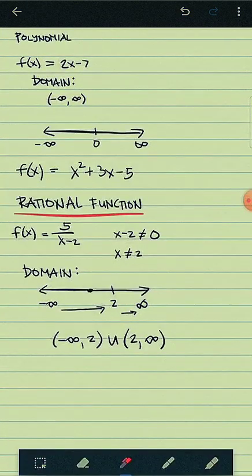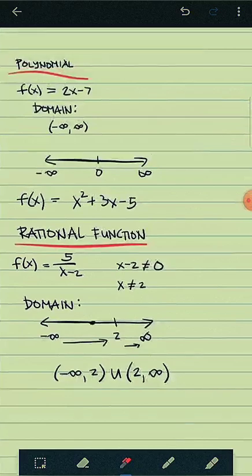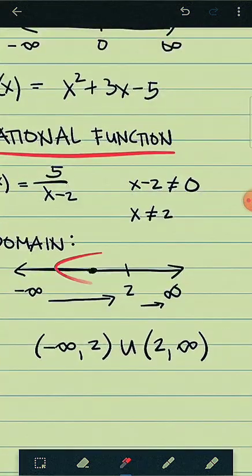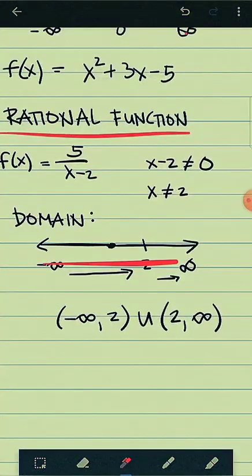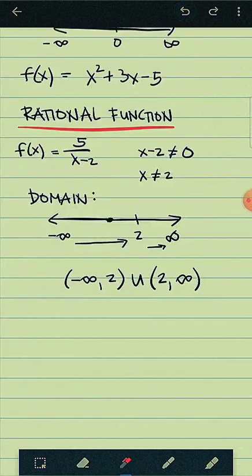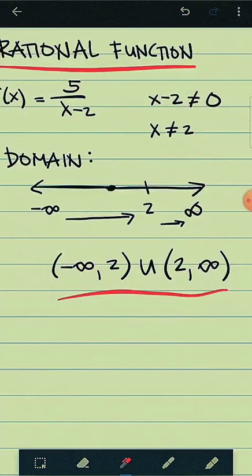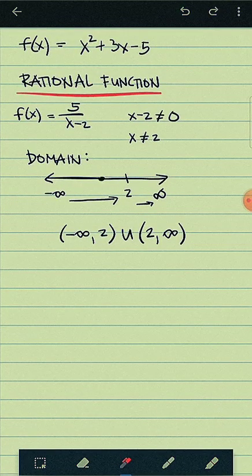So case 1, if we have a polynomial, the domain is all real numbers. For a rational function, just set the denominator not equal to 0 and solve for x. And then write or draw if possible so that you can see what is happening, just like this one at 2. Since 2 is not included, the domain is this in interval notation. Otherwise, you can just say all real numbers, which could be negative numbers, zero, and natural or counting numbers. So that's it for rational functions.